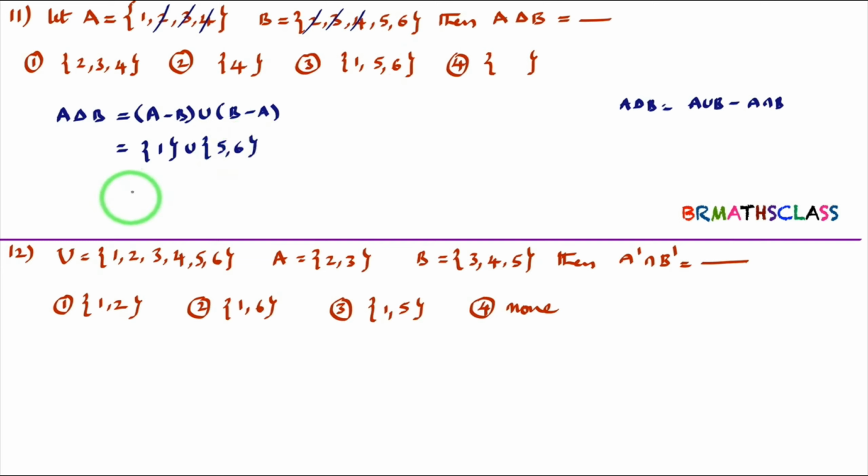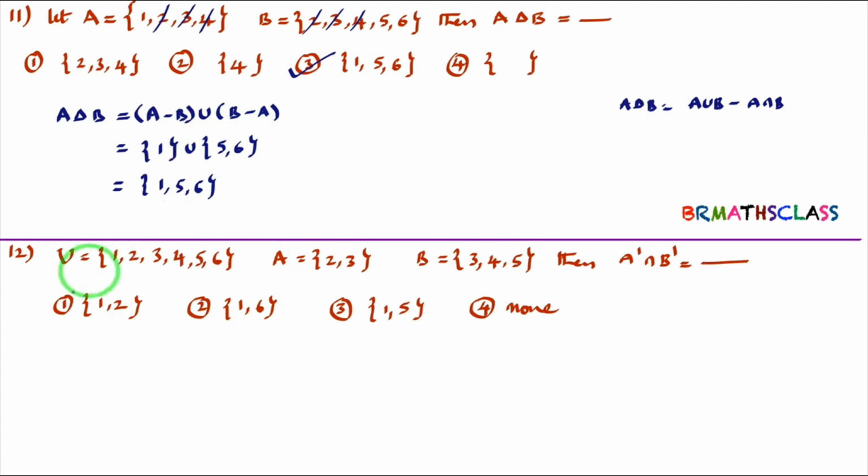I hope you are understanding. When you do this union, what will you get? 1, 5, 6. You observe which option is correct here? The third option is correct. So you should remember the formula here for A delta B. What is the formula for A delta B? A minus B union B minus A.